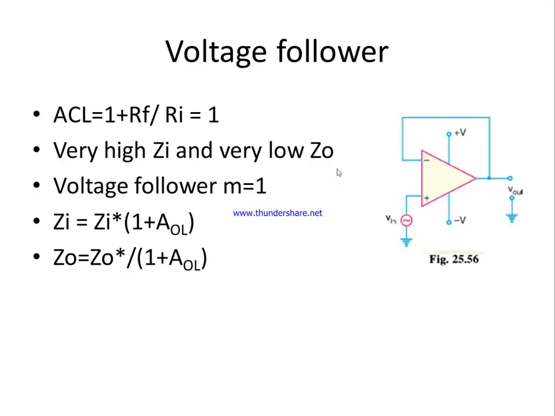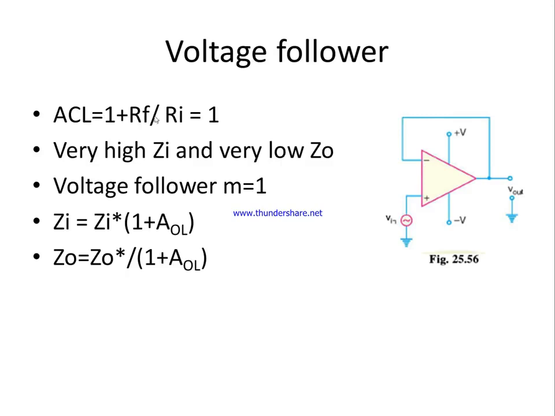Okay, so a voltage follower is a special case of a non-inverting amplifier. We removed Ri and Rf and we are shorting the output terminal with the inverting input terminal. Okay, there is a short between output terminal and input terminal. Short means there is no resistance directly connected. Okay, then what about the closed loop gain?